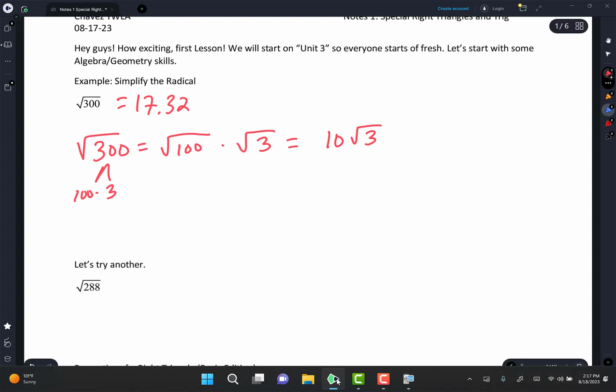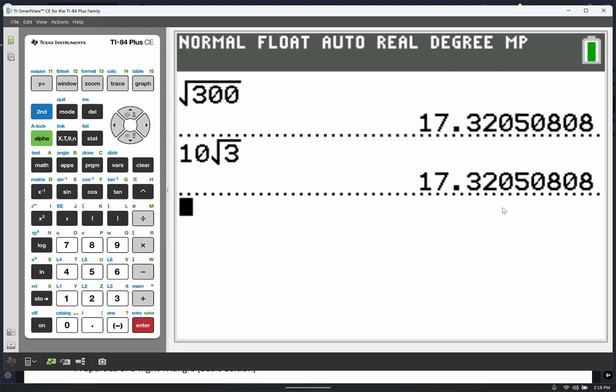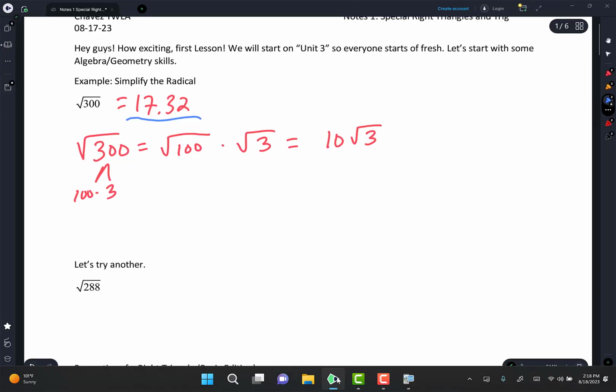Now, I'm going to change colors. If you have coloring pencils, or a pen and a pencil, this would be a good place to change it up. 10 square root of 3 is the same thing as 17.32, evidenced by just typing in 10 square root of 3. And you can see that's the same thing, digit per digit.